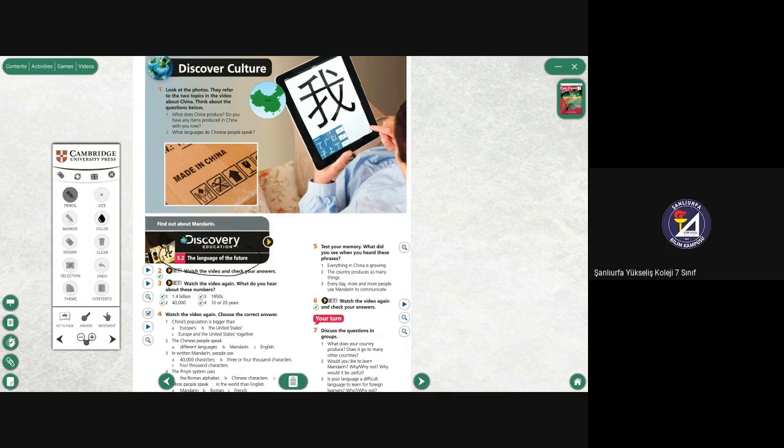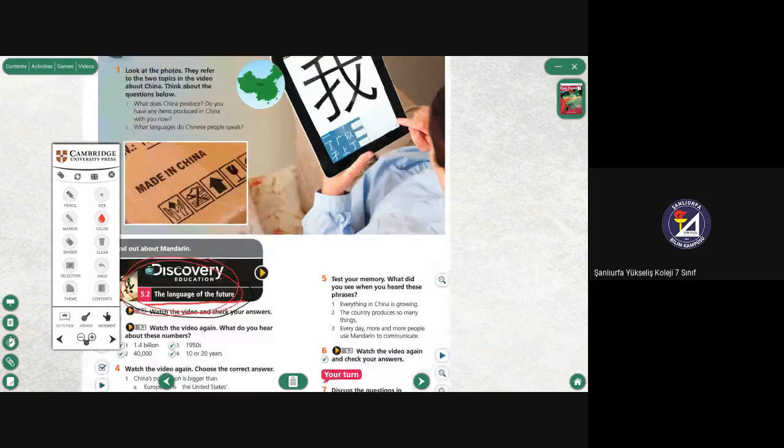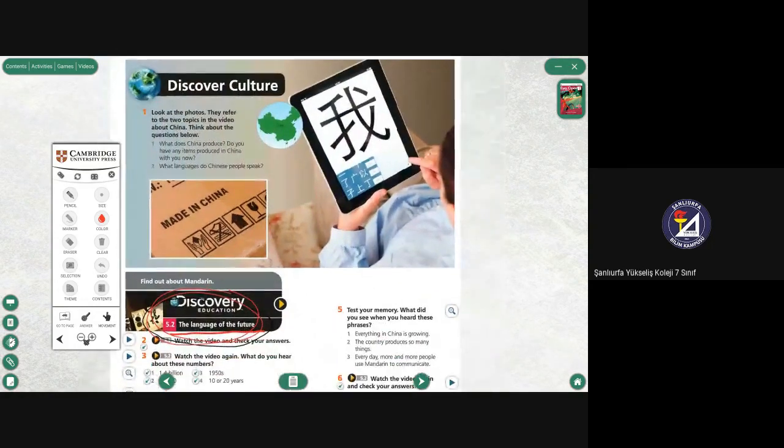I'm choosing the pen. All right, let me choose the red one. Okay, here. The language of the future. Well, first of all, I want you to answer my questions. I'm going to ask you questions. And I want you to answer my questions like if I'm hearing you. Şimdi ben soru soracağım size ve sizi duyuyorum gibi cevap vermenizi istiyorum arkadaşlar.